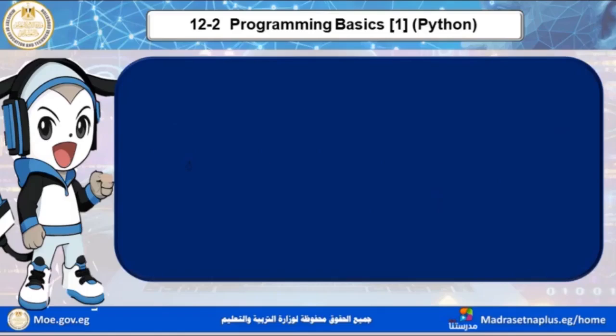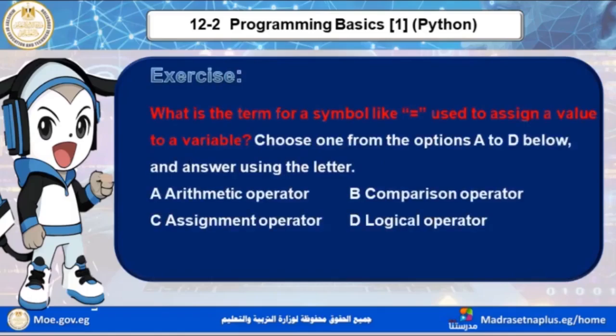Another exercise. What is the term? Here we ask for a term. What is the term for a symbol like equal used to assign a value to a variable? Is it arithmetic operator? Of course not. Is it comparison operator? Of course not. Is it logical operator? Of course not. The correct one is that equal is the assignment operator, so the correct item is item C.